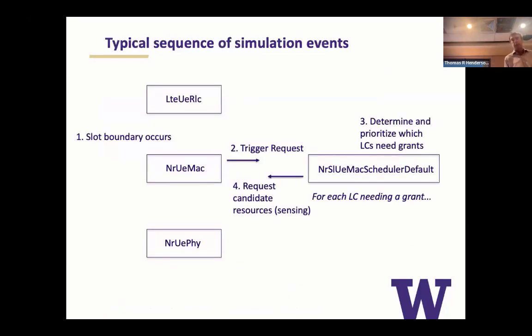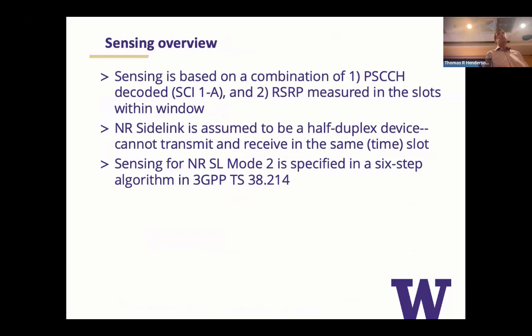Okay, so let's continue. Let's assume that the scheduler has picked what it needs to schedule. It now needs to make the resource allocation. The way it does that, in step 4, is it requests the candidate resources from the NRU MAC, and this launches the sensing process. The sensing is based on a combination of the control channel traffic that's been decoded in the sensing window and the RSRP that was measured in these slots within the window.